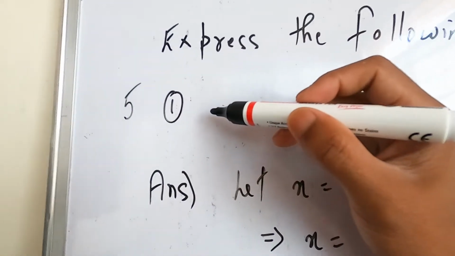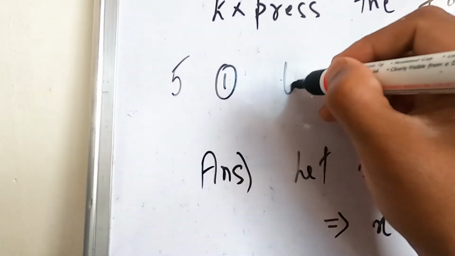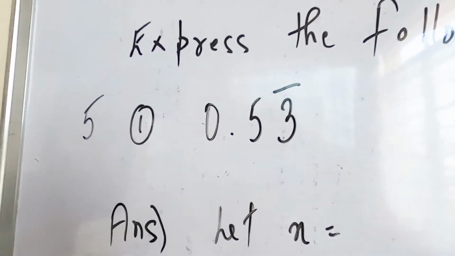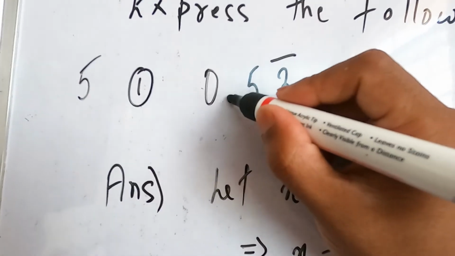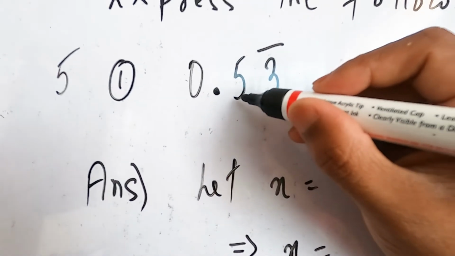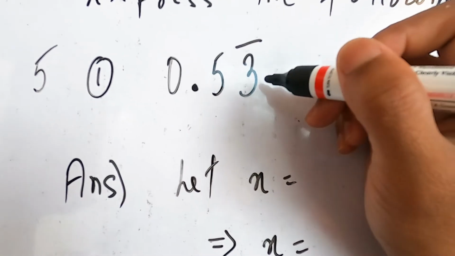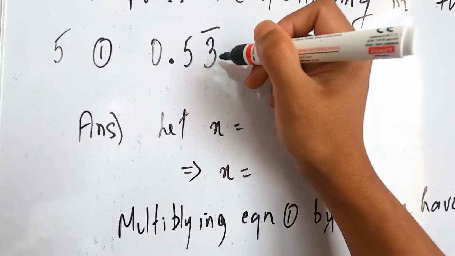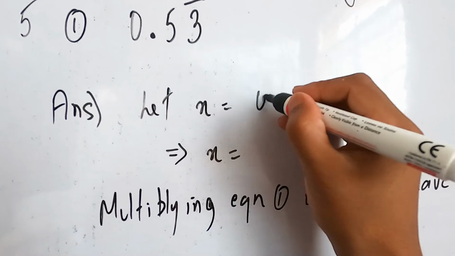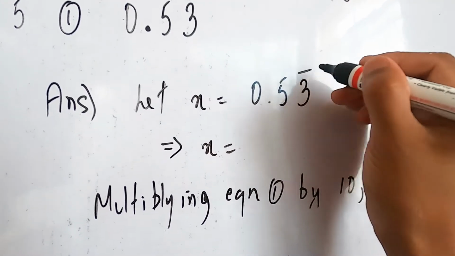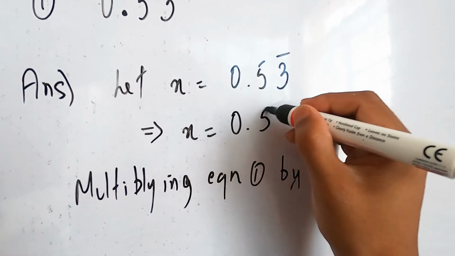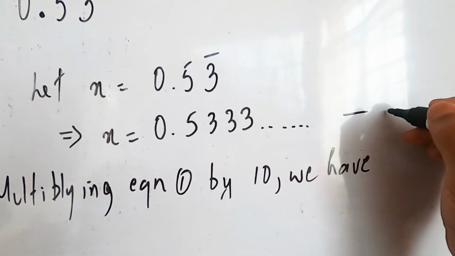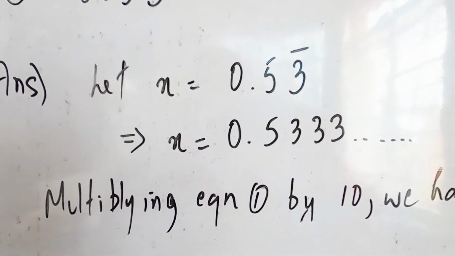Next we will be starting with question number 5. Question number 5 is 0.53 with a bar on the 3. Now question number 5 is a little bit different, because in this case we have a non-repeating and a repeating decimal number, so the method is a little bit different. We write, let x equal 0.533, so it will be 0.5 and the only number which is repeating is 3. We name this equation 1.